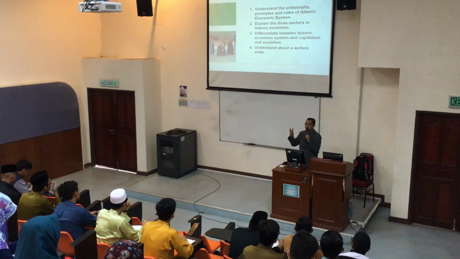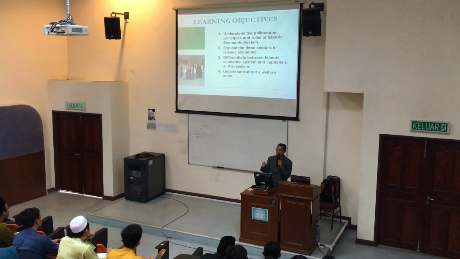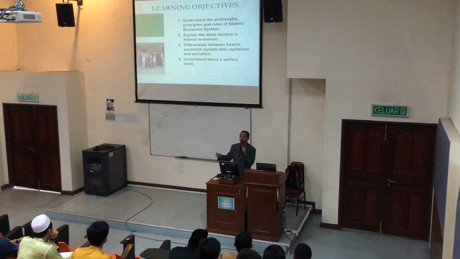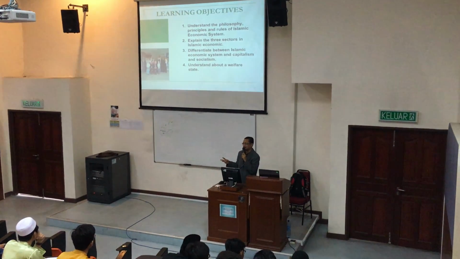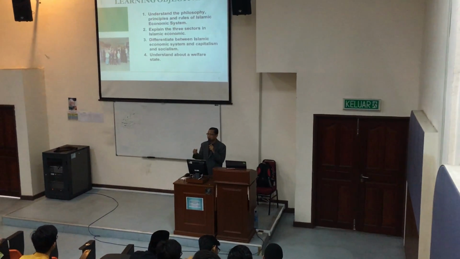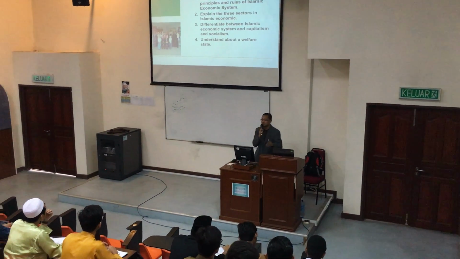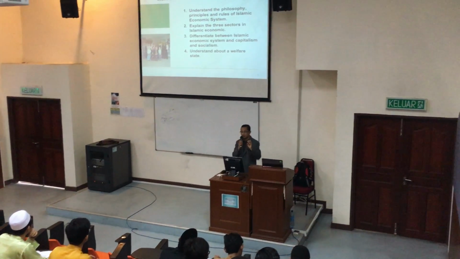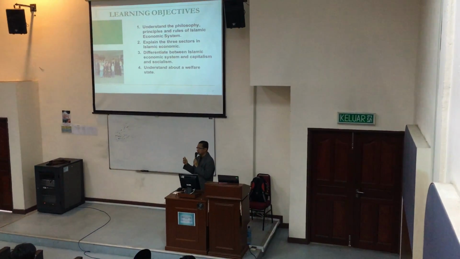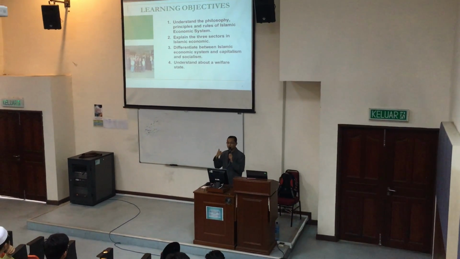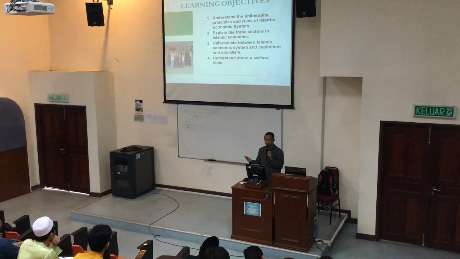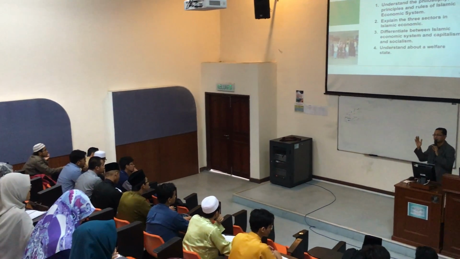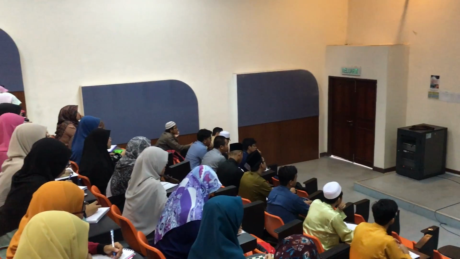Basically, there are three major sectors. The first one is the public sector, the second one is the private sector, and the third one is the social sector. And number three, you'll be able to differentiate between the three major economic systems, which are the capitalist, socialist, and Islamic. So you can actually differentiate: this is Islamic, this is capitalist, and this is socialism.